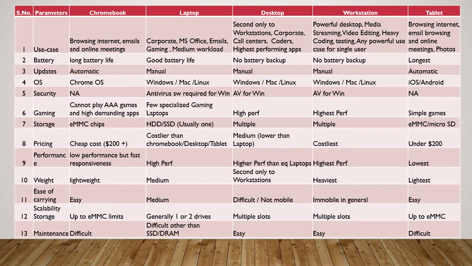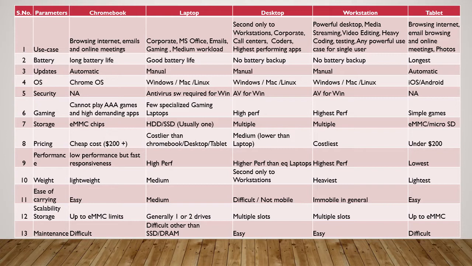Now the sixth one, gaming. In Chromebook, we cannot play AAA games and high demanding applications, as it's made only for light business purposes. And its OS is also very light, so it cannot do much hard work. Now if laptops, there are a few specialized gaming laptops which we can use if we want to play hardcore games and AAA games. Or we can also use some high demanding apps in the laptops too.